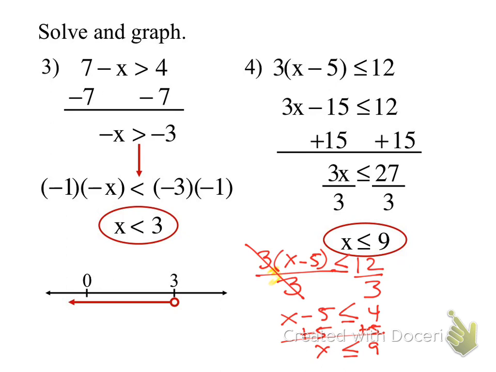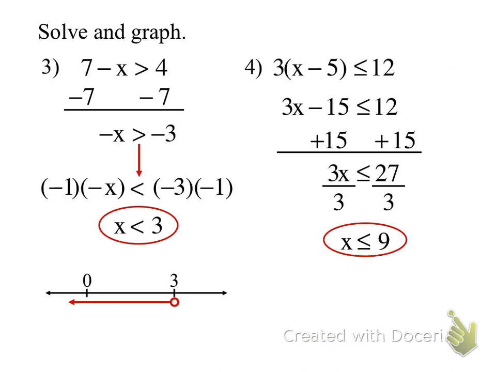Every time I'm using my properties. So here I used the multiplication property of equality. By dividing by 3, I'm really multiplying by a third. Here I'm using addition property of equality. Okay, over here, I'm using the distributive property. Then I'm using the addition property of equality, and then the multiplication property of equality. So as long as I'm using my properties, it doesn't matter which method I use. Does that make sense? All right.